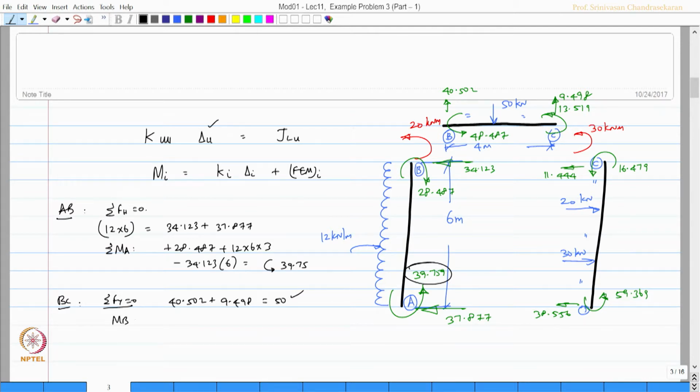Similarly, we want to compute MB, which will be equal to minus 13.519 minus 9.498 into 4 plus 50 into 2, which amounts to anti-clockwise 48.489, which is the same as this. In addition, you can see the net moment at joint B is 20 and the net moment at joint C is 30.